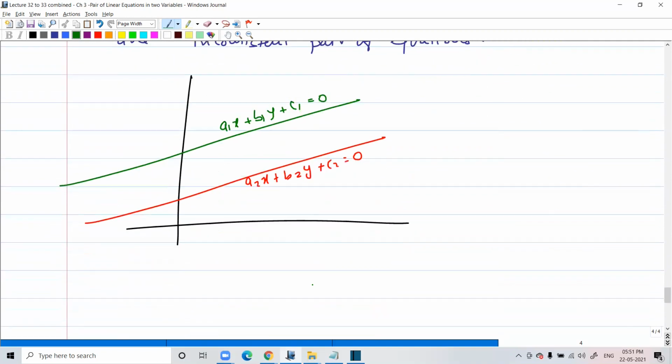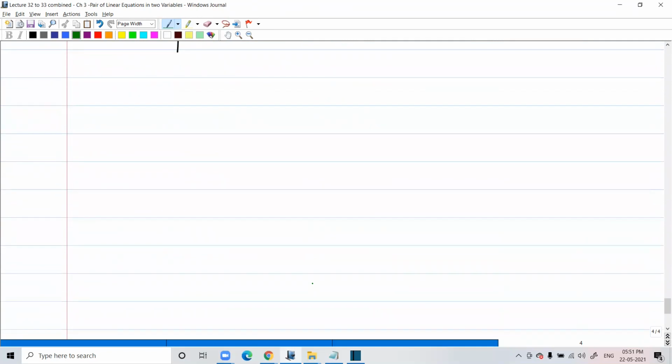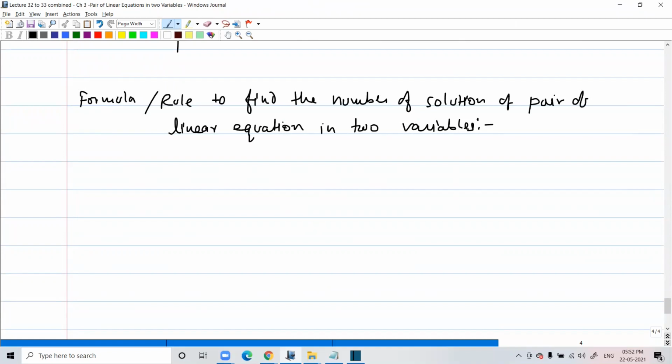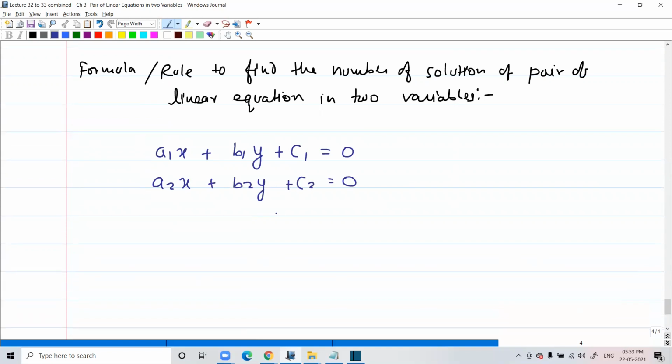Okay. So this will help us to find out how many solutions a pair of equations has. To know the rules, first of all, we will write the two equations. As of now, I'm not going to write numbers. I'm just going to write the two equations in the standard form, like a1x plus b1y plus c1 is equal to 0. And let's say the other equation is a2x plus b2y plus c2 is equal to 0. These are the two equations.